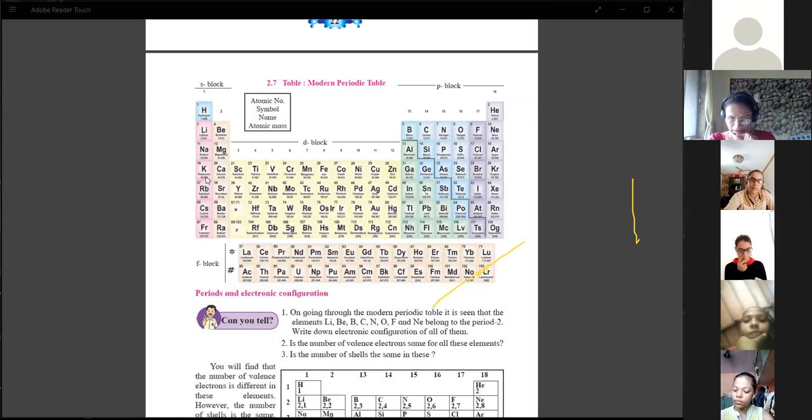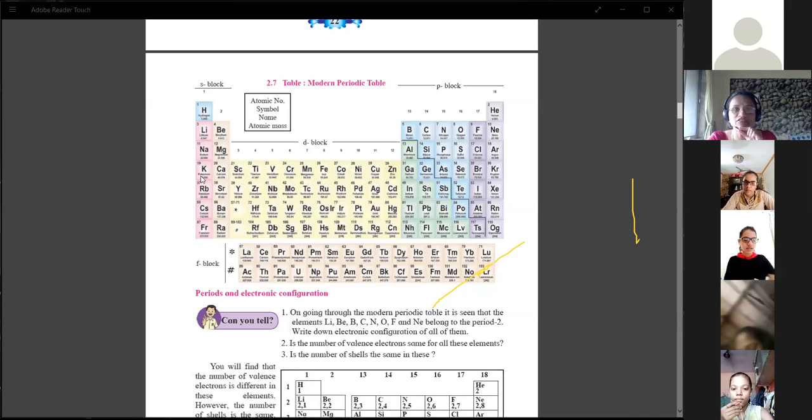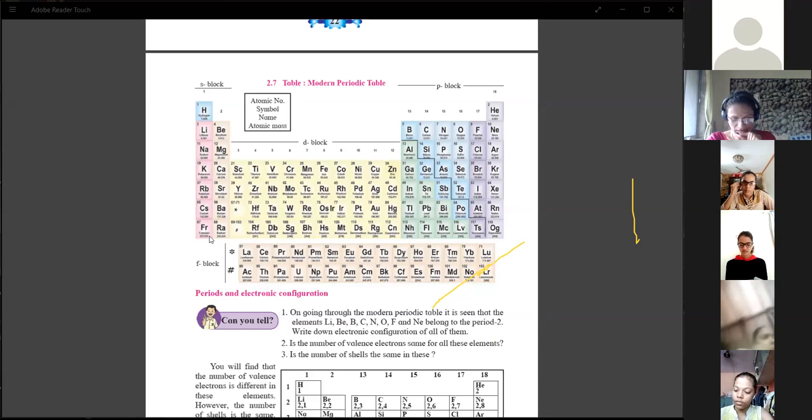Does this arrangement match with the pattern of group 1 of the modern periodic table? Yes, because look at the first group: lithium, sodium, potassium, rubidium, cesium, and after cesium is francium.